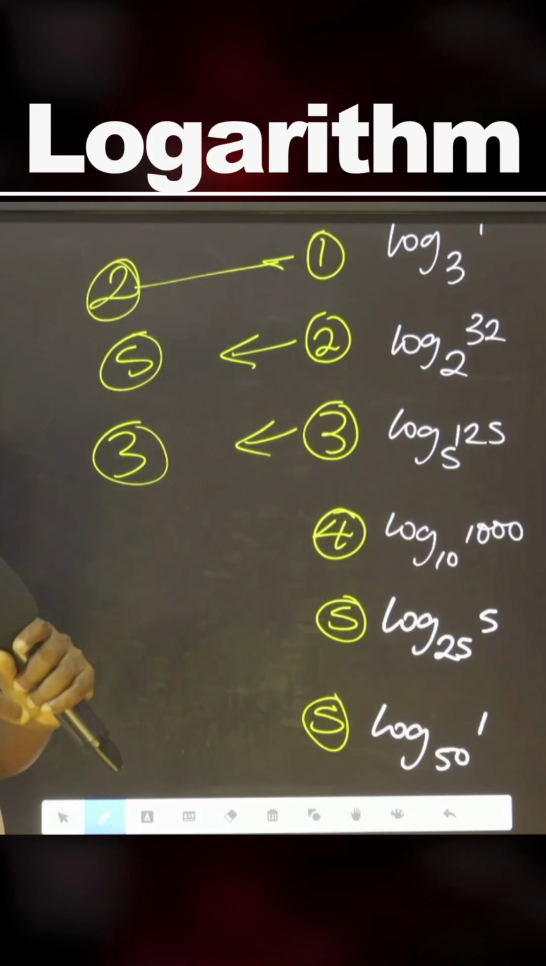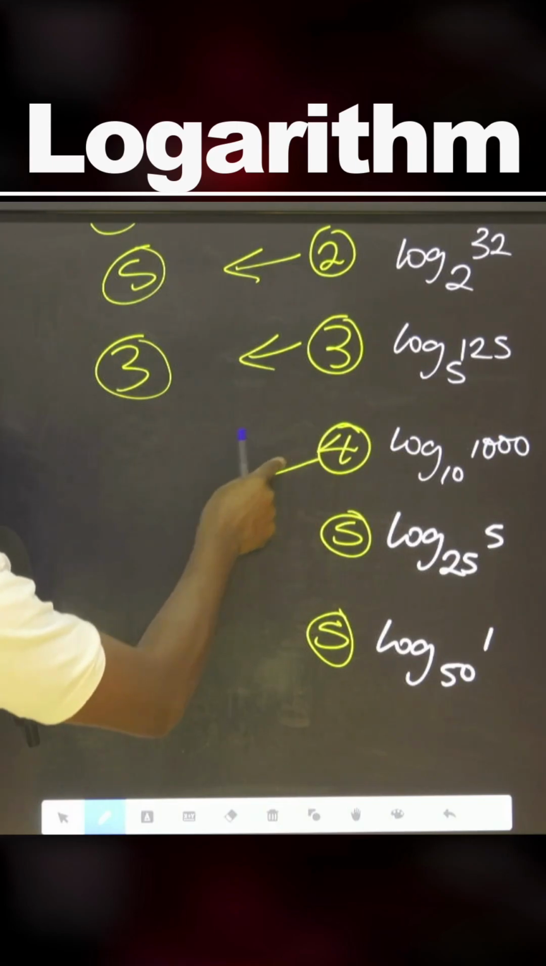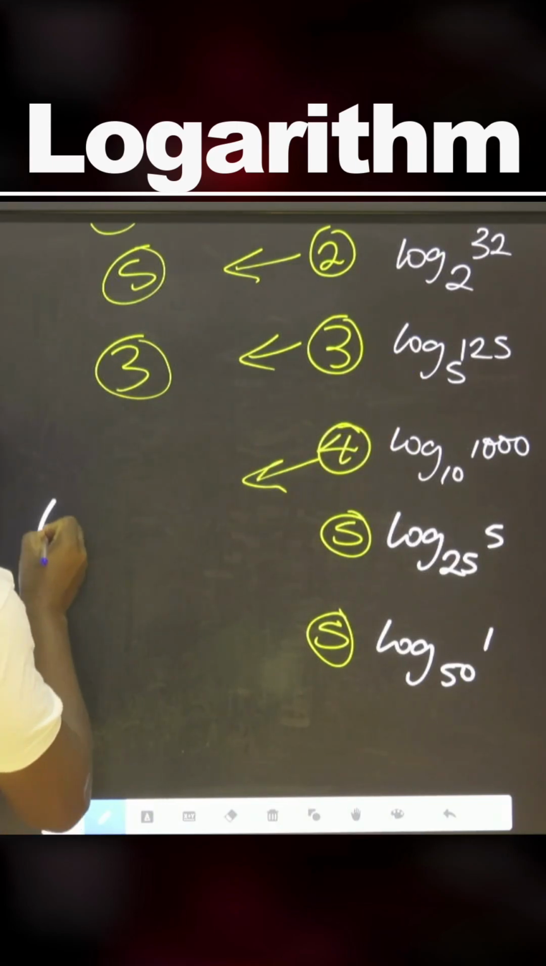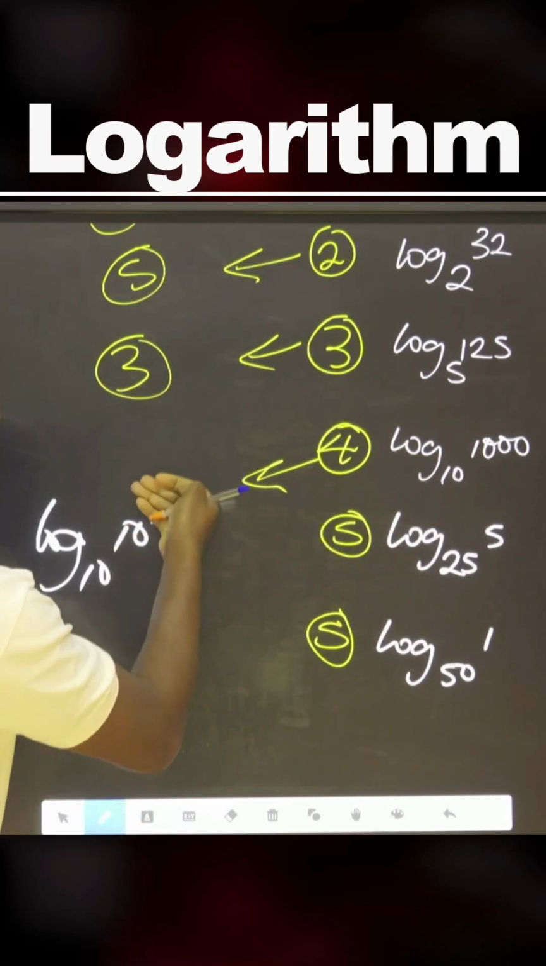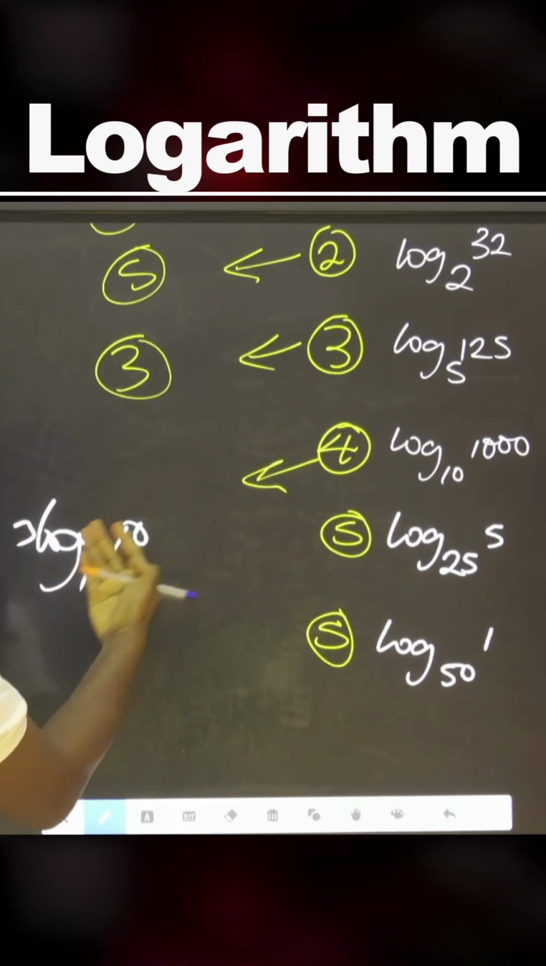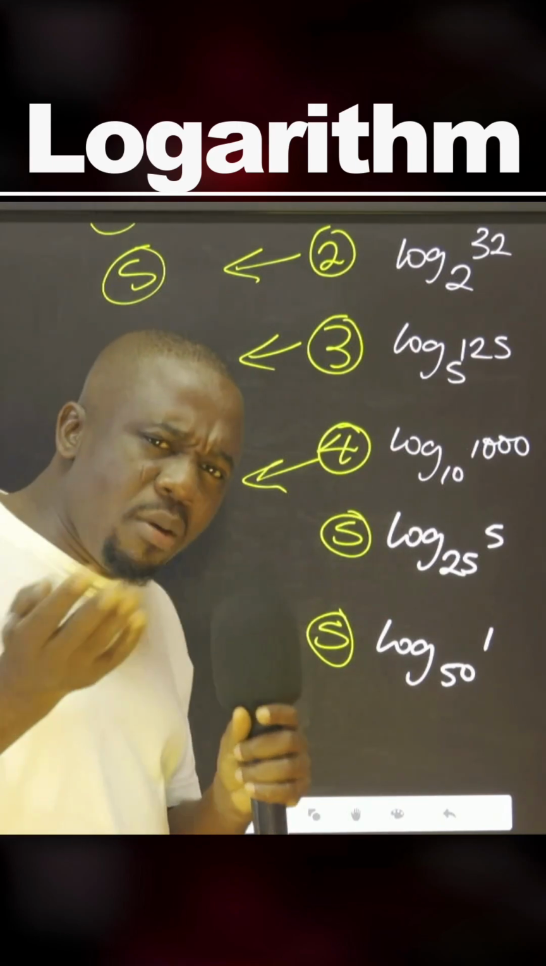Hope I'm not too fast. I don't want to burn your time, okay? I believe you understand what I'm doing. What about this? This is log 1,000 to the base 10. What is 1,000? That is 10 raised to the power 3. So this 3 will come here now. You agree with me that the answer will be 3. So with the way we are doing it now, the answer becomes easy.